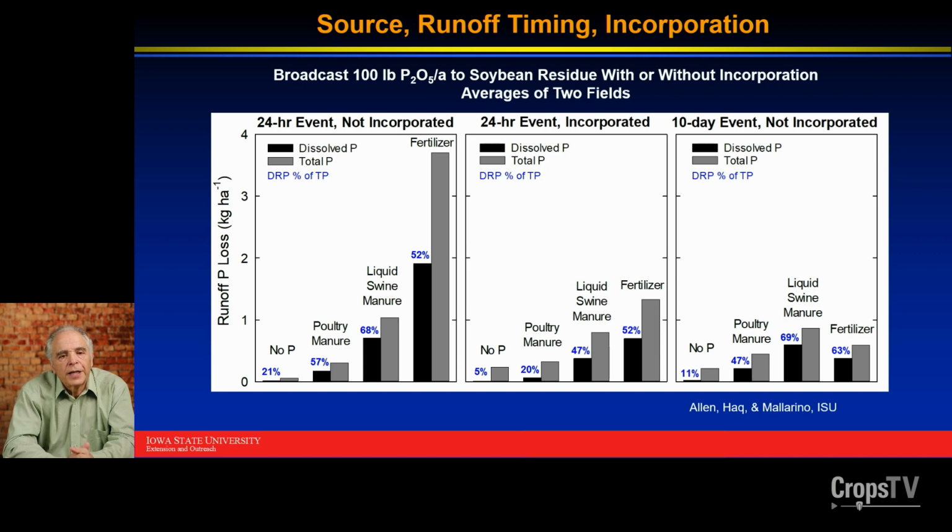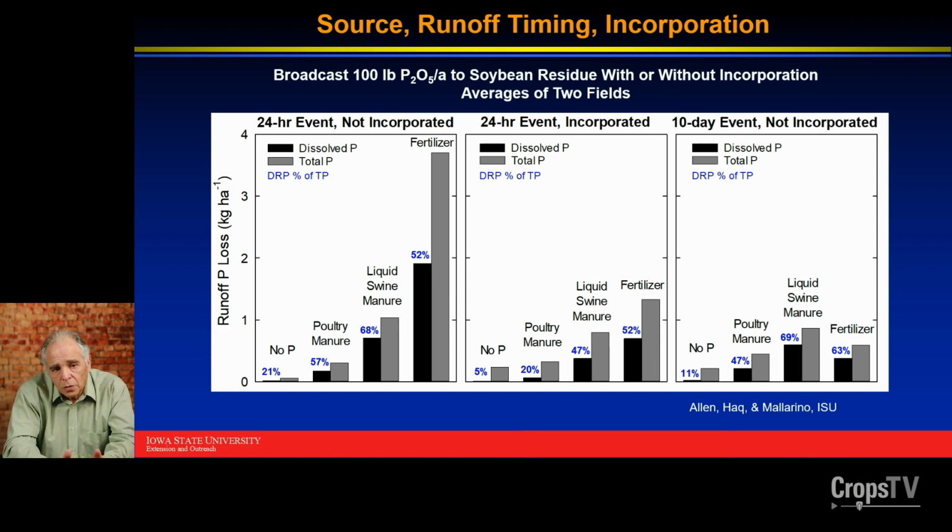So again, the gray is the total P, the black is the salt P, and the blue numbers are the percent of the salt reactive P of the total P. When we look at that graph, it seems exactly the same as the previous slide. You see that the fertilizer is what really causes the major losses. Then comes liquid soy manure, and a much lower poultry manure. And in fact, often the difference between the control, no phosphorus, and the manure was not statistically significant. It was really very low.